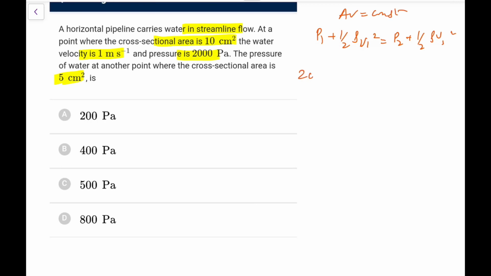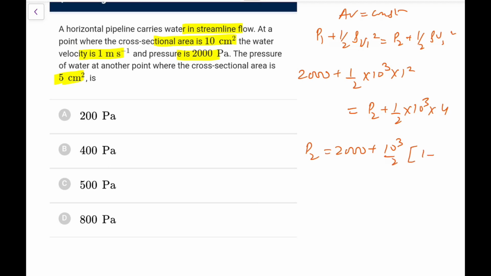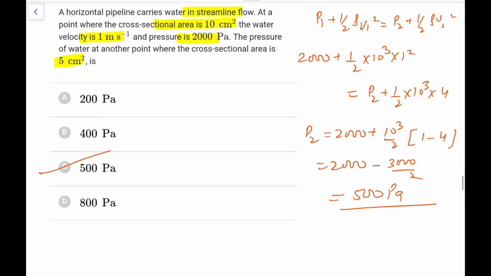So what I can write: 2000 plus half, because it is water, 10 to the power 3 into 1 square, would be equal to P2 plus half into 10 to the power 3, and speed will become double, so 2 square will be 4. So P2 would be 2000 plus 10 to the power 3 by 2, into 1 minus 4, that is minus 3. So 2000 minus 3000 by 2, that is 1500, so it would be 500 Pascal. Go for option C in this case.